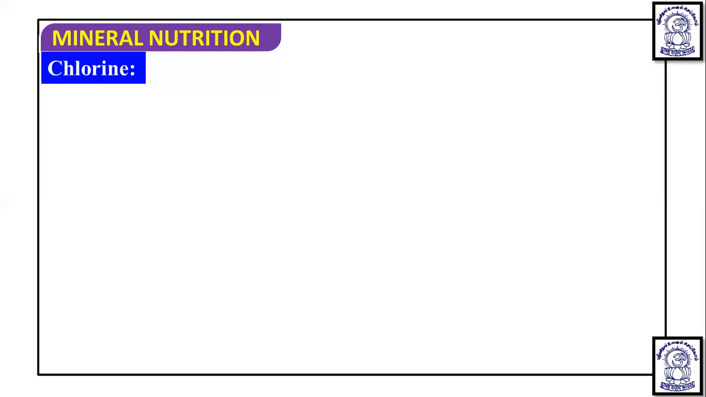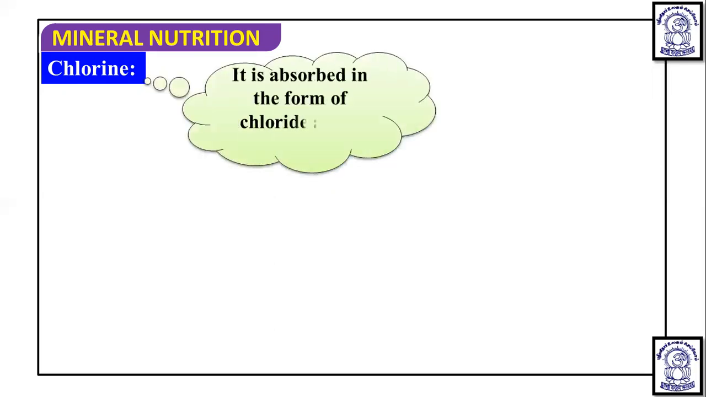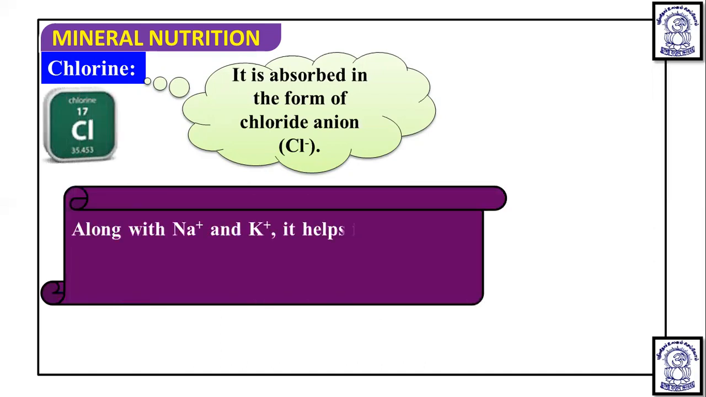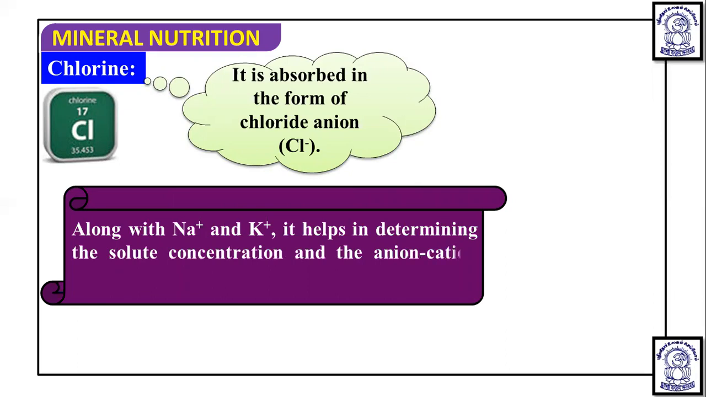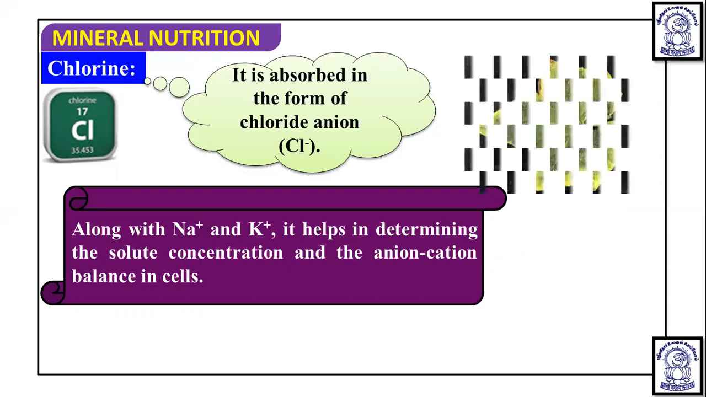After this, the next element is chlorine. If we talk about chlorine, we know that along with manganese and calcium, it is involved in photolysis of water during photosynthesis. Now it is absorbed in the form of chloride ion, that is Cl minus, and along with sodium and potassium, it helps in determining the solute concentration and the anion cation balance in the cell. Obviously, we have studied that in a guard cell during the opening of stomata, when there is extra K plus, the Cl minus will enter the guard cell and neutralize this K plus. Okay, so solute concentration and valence also they are particularly helping.